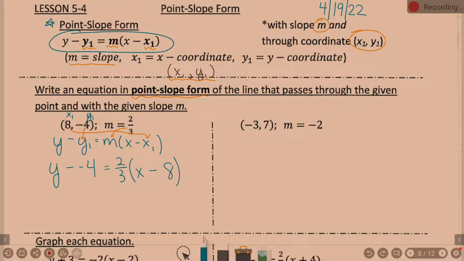You're pretty much there. There's one small thing you clean up that Math Excel won't like. I don't think they'll let you leave minus and negative, will they? No? Yeah, I don't think they do. What is minus a negative? It's a positive. So I'm going to rewrite this as y plus 4 equals 2/3 times x minus 8. There is your point slope form.